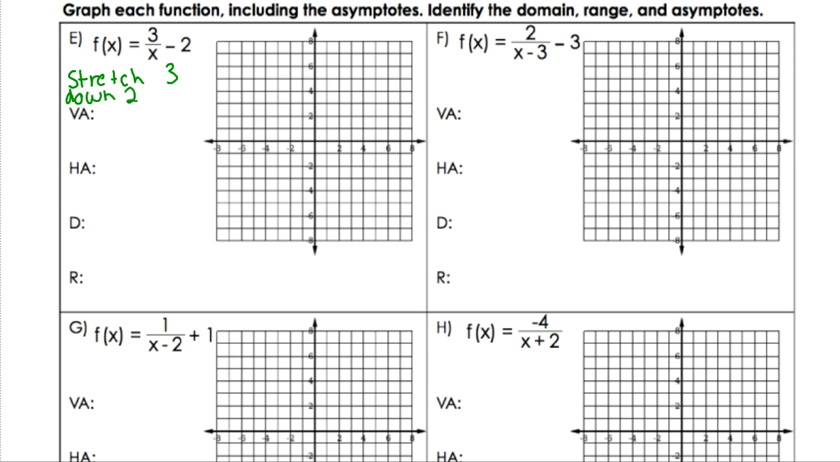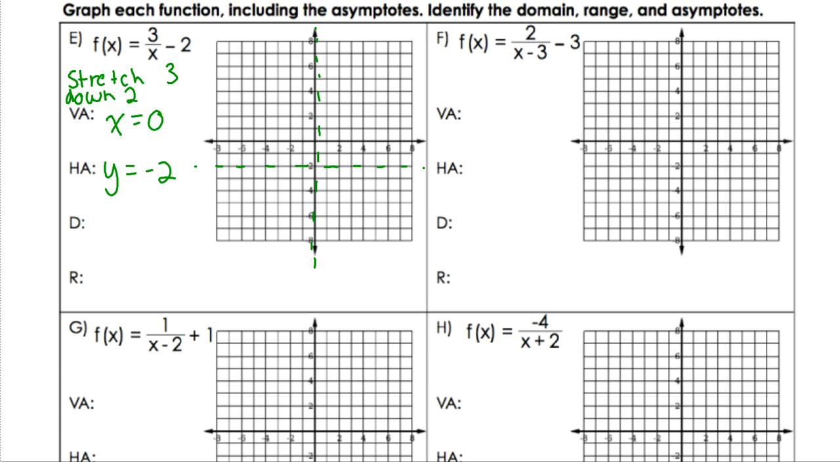So what I know from a shift down 2 is that my horizontal asymptote has gone down to -2. So it's now at -2. I don't see anything about a shift left or right, so my vertical asymptote has stayed at x equals 0. So I can go ahead and graph those on my graph to make sure I have those in the right spot.